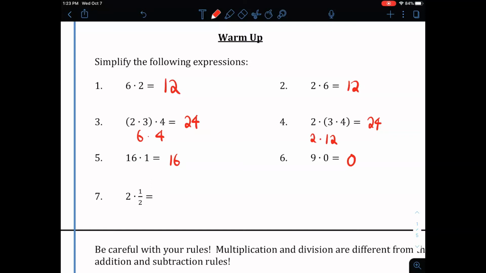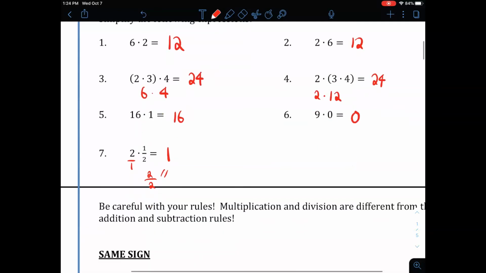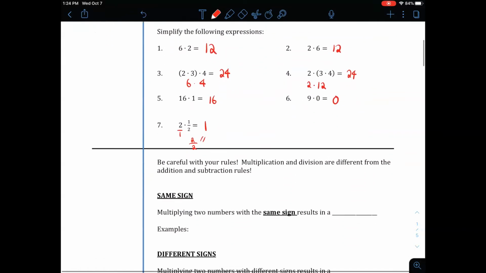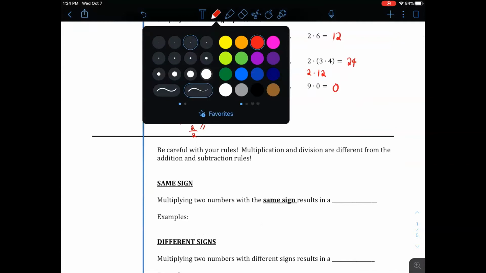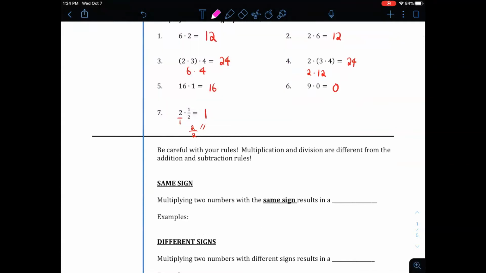Last one was a little tricky. It's saying 2 times 1/2, which you could put over 1 and multiply straight across like we were multiplying fractions. Or what you could do is just say, what's half of 2? It's going to be 1. You put 2 over 1, you multiply straight across, which would be 2 times 1 is 2, divided by 1 times 2, which is 2. That's going to equal 1.